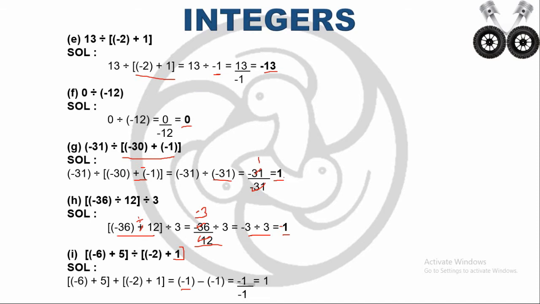Then divided by minus 2 plus 1. So here also we are having two different signs. That means I have to subtract. So minus 2 plus 1, I get the answer as minus 1. So minus 1 divided by minus 1. Here the two integers are having the same sign, that means I have to put a positive sign. So the answer is plus 1.